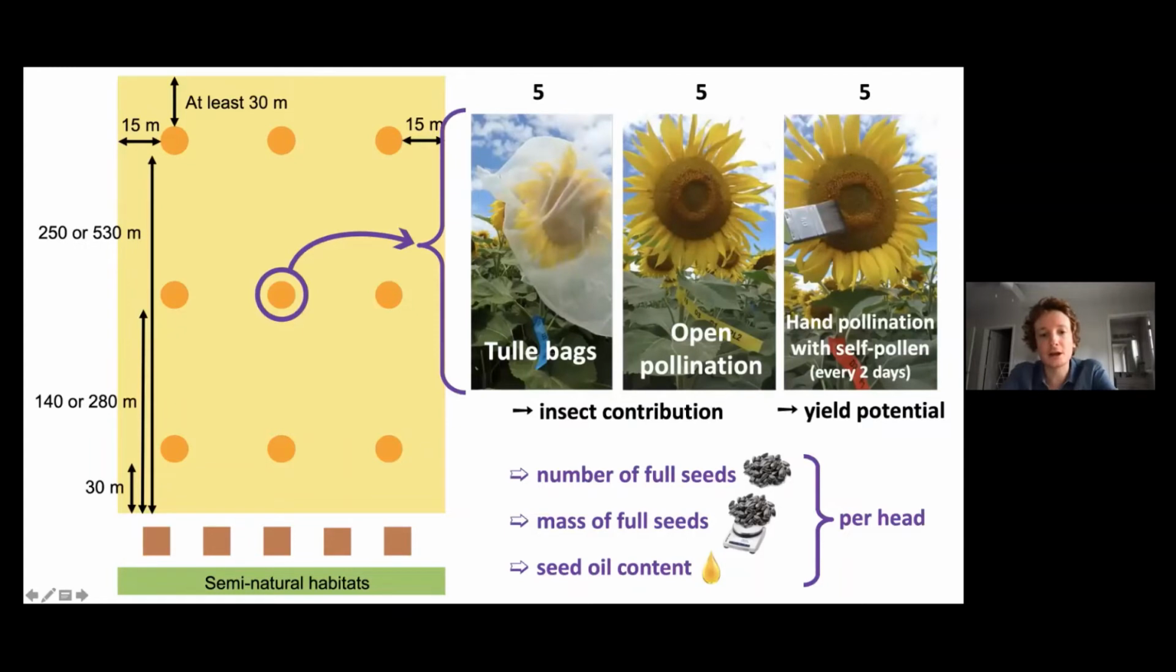In each plot, we set 5 heads under tulle bags to prevent insect pollination, 5 heads which were left in open pollination to enable the pollination by insects, and 5 heads which were hand pollinated with self-pollen every 2 days to have a measure of the yield potential as a positive control. And we measured the number of full seeds per head, the mass of full seeds per head, and as well the seed oil content per head.